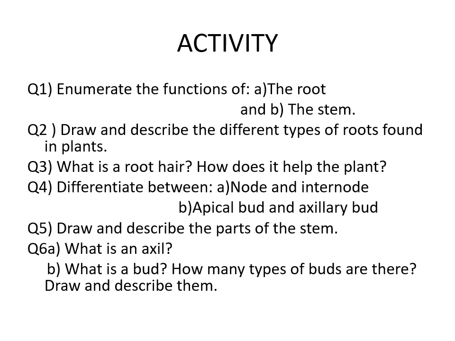Question 4 is differentiate between A, node and internode, B, apical bud and axillary bud. Question 5 is draw and describe the parts of the stem. Question 6, A part is what is an axil, and B part, what is a bud? How many types of buds are there? Draw and describe them.